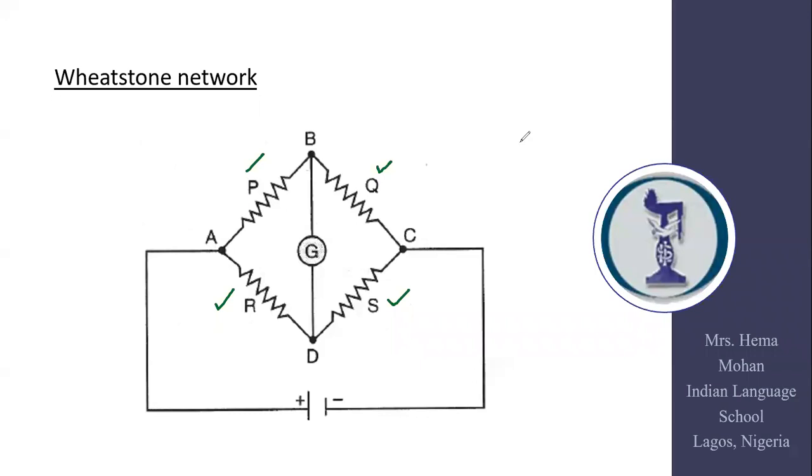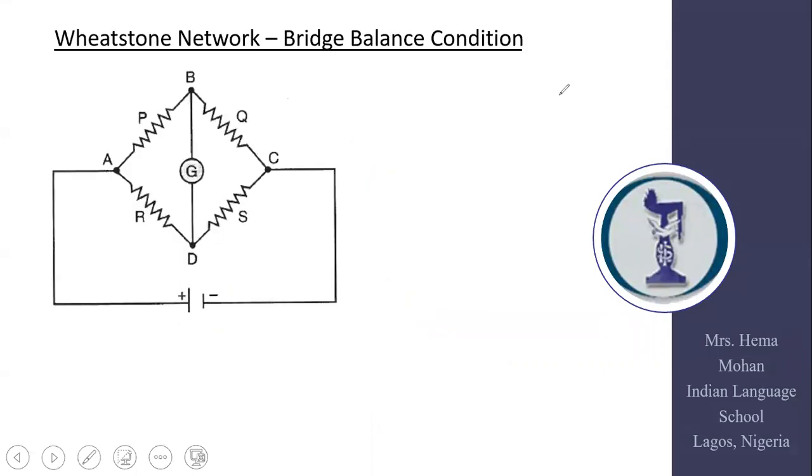Now, this is how exactly it looks. The arm PQ is actually called the ratio arm, because once we go into the bridge balance condition, you will see that we are going to derive an expression for the same. Now, coming back to the mathematics behind the Wheatstone network, we are going to apply Kirchhoff's laws.